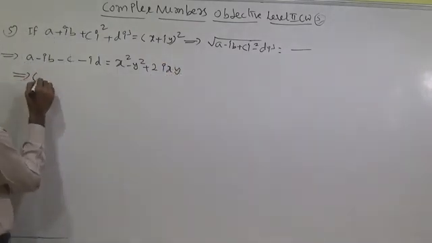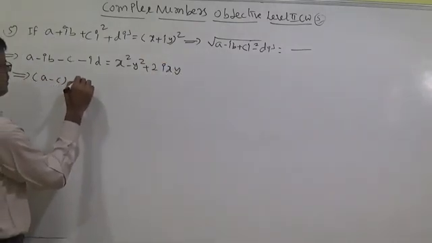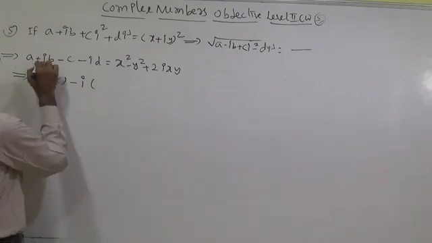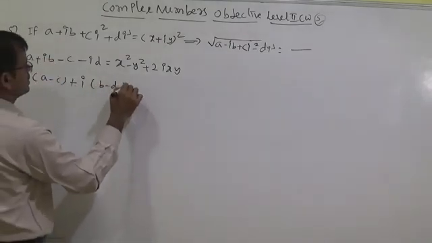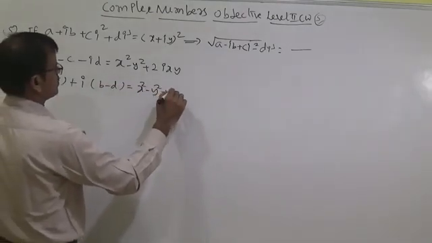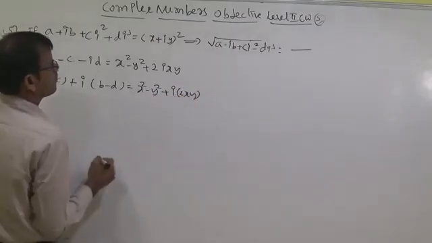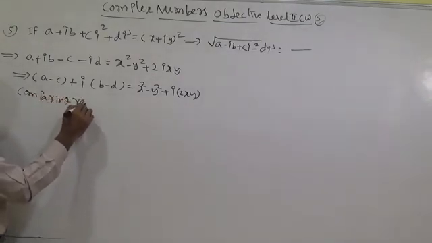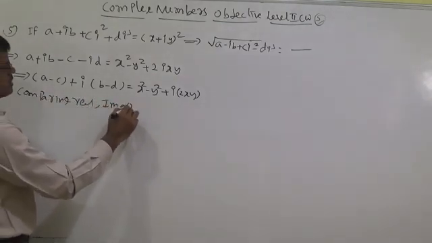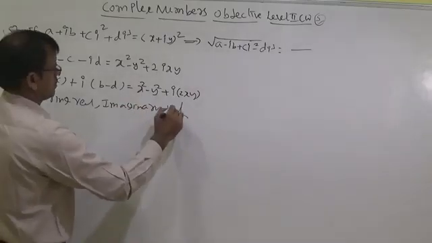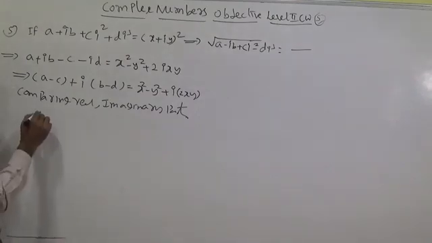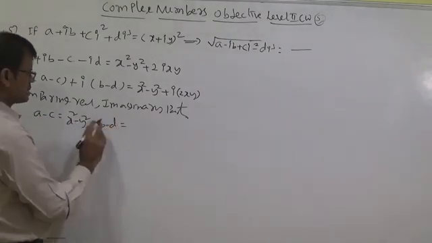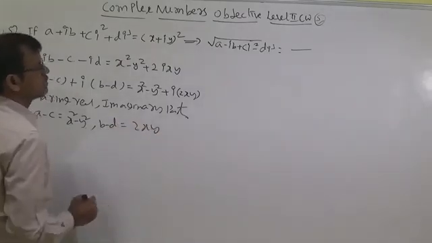That implies a minus c within brackets, plus i into b minus d, is equal to x square minus y square plus i into 2xy. Now comparing real and imaginary parts, you are getting a minus c is equal to x square minus y square, and b minus d is equal to 2xy.